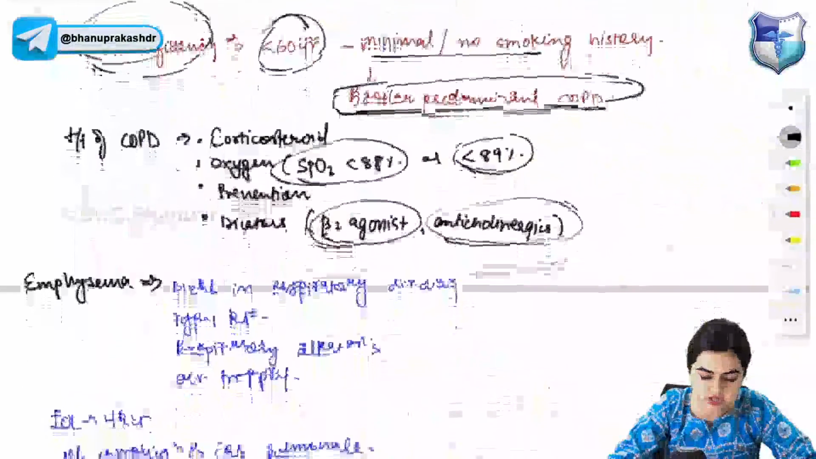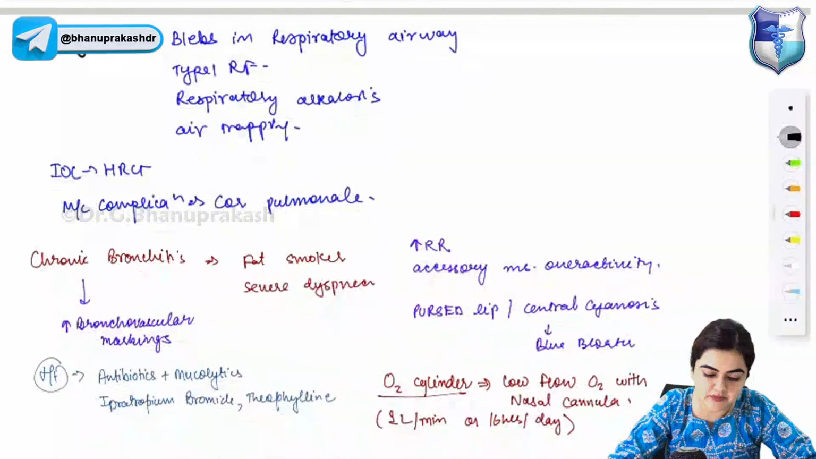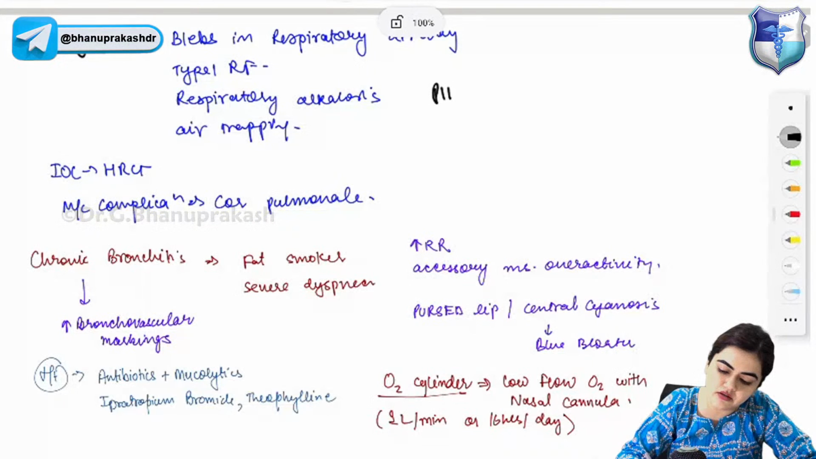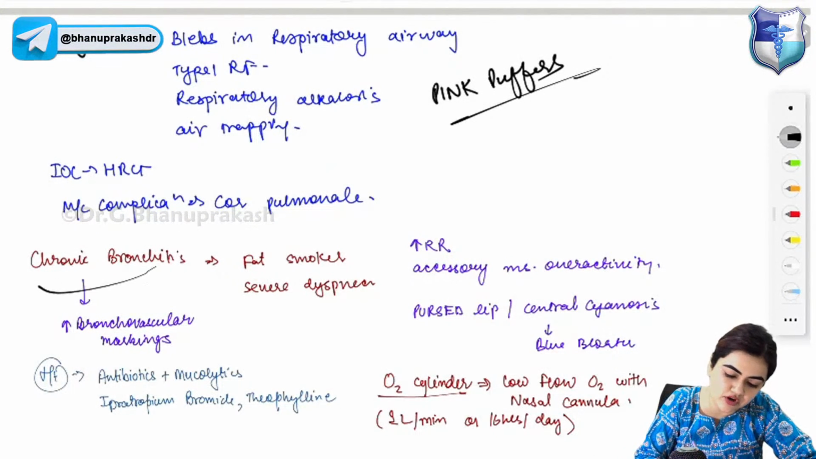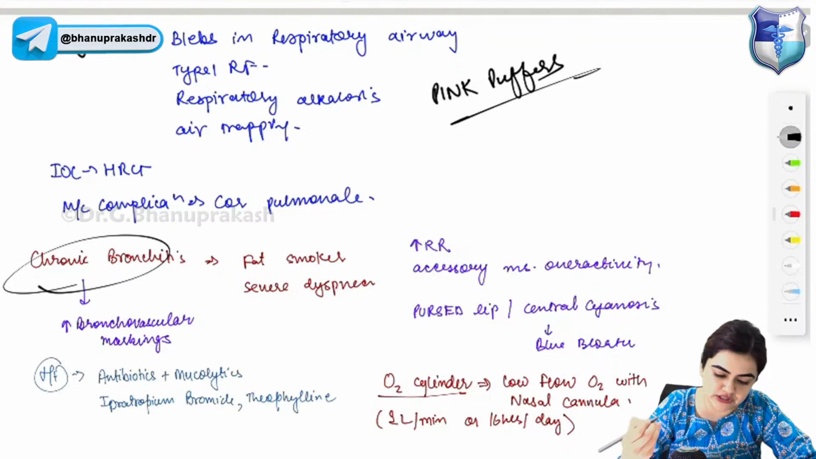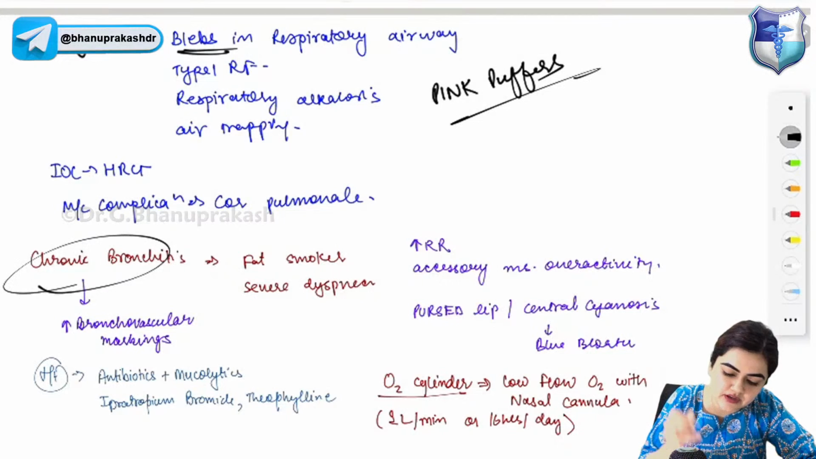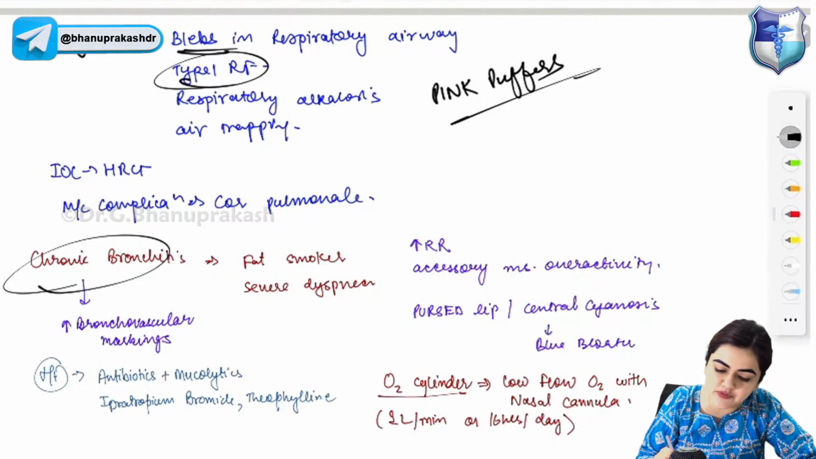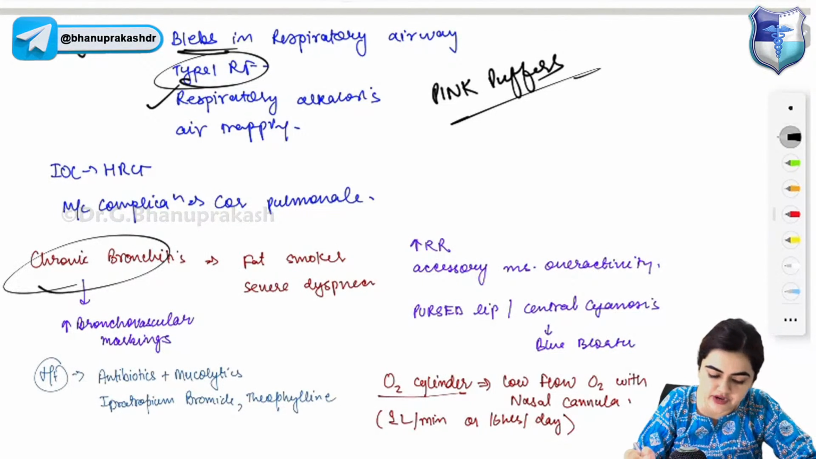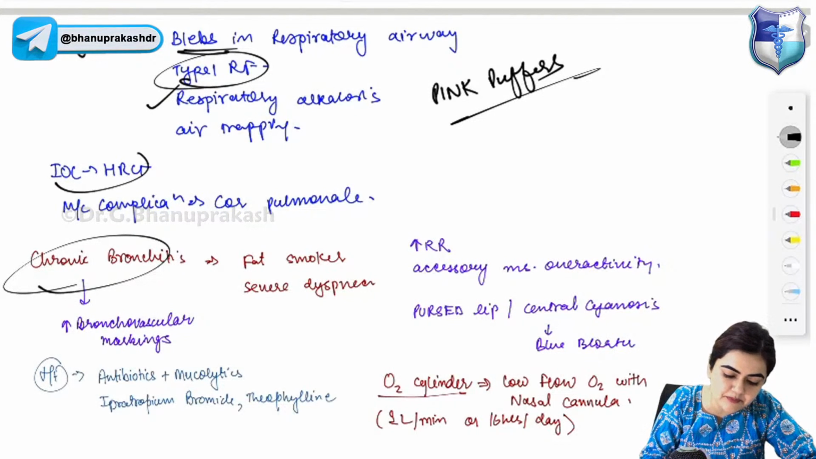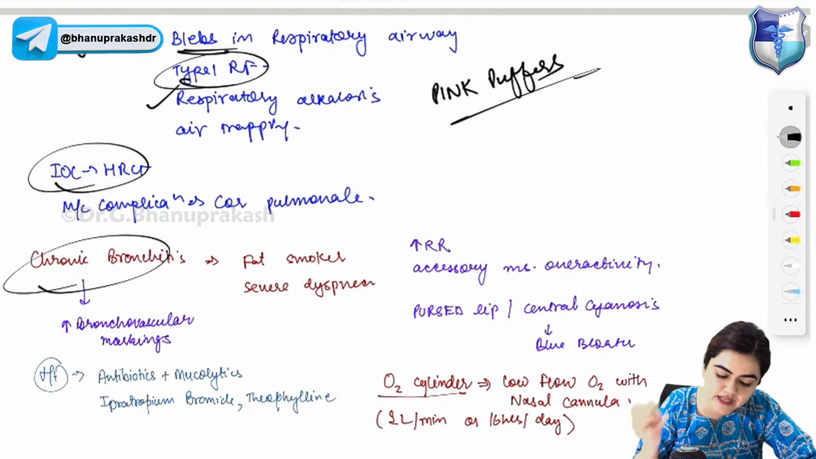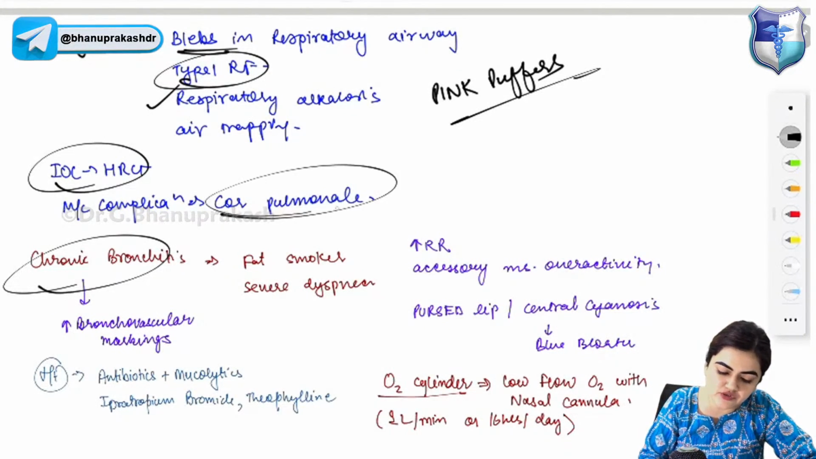Okay, let's come to emphysema. Emphysema patients are also known as pink puffers, while chronic bronchitis patients are known as blue bloaters. In emphysema, you will find a lot of blebs in the respiratory airway. This is type 1 respiratory failure associated with respiratory alkalosis. Air trapping will happen. Investigation of choice is HRCT, and the most common complication is cor pulmonale.